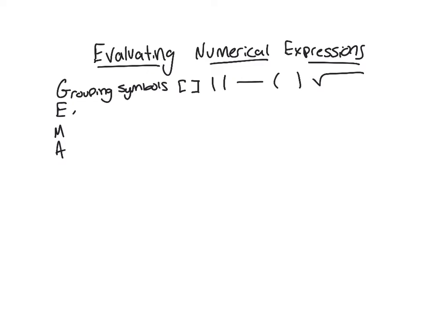The E stands for exponents. So after you do whatever is in the grouping symbols, you're going to work through the exponents, and we've talked about exponents. So if we have like 5 squared, we would do out 5 squared before we did anything else. Okay, then the M stands for multiplication and division.